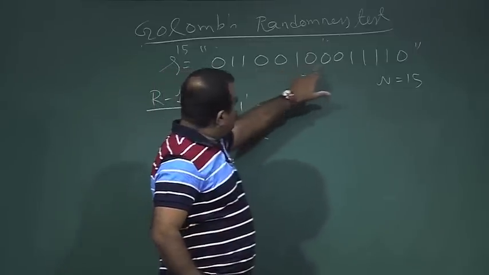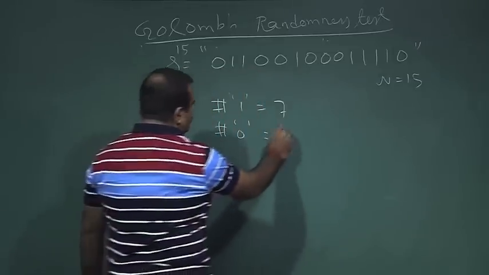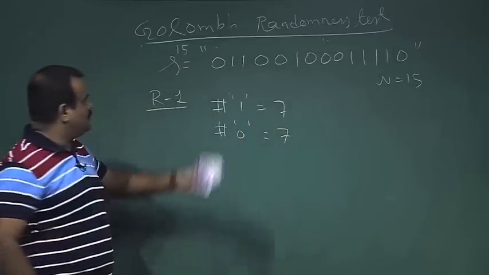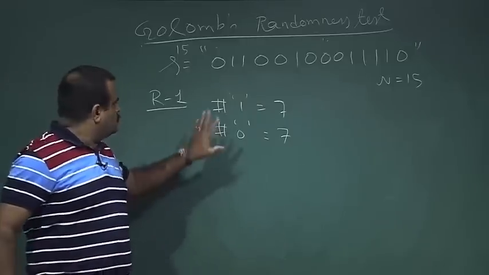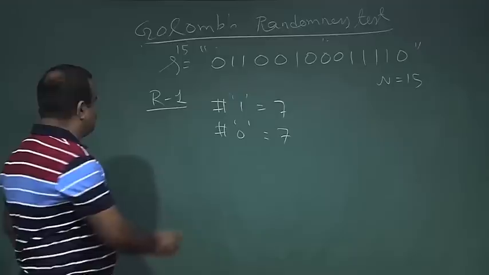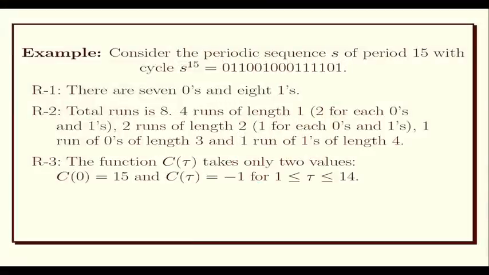1 2 3 4 5 6 7. So, it is basically the same. They have the same number of zeros and ones, so if they differ, they will differ by at most 1. Here it is exactly the same, so it is satisfying the first rule. The second rule is telling about the runs.